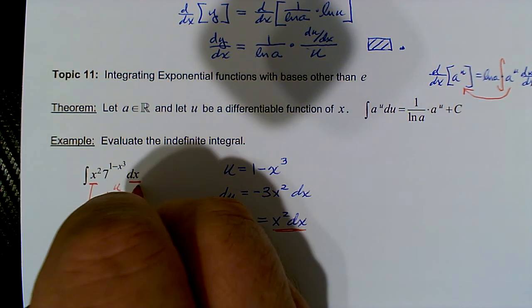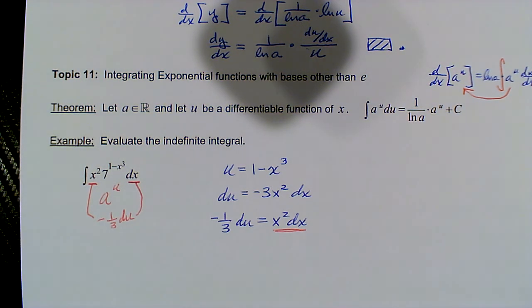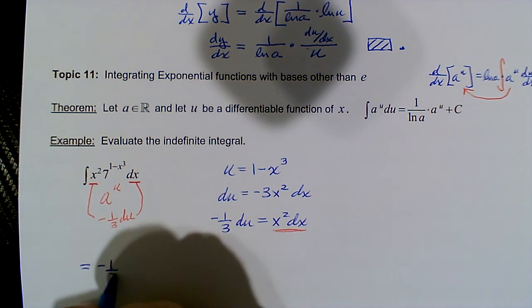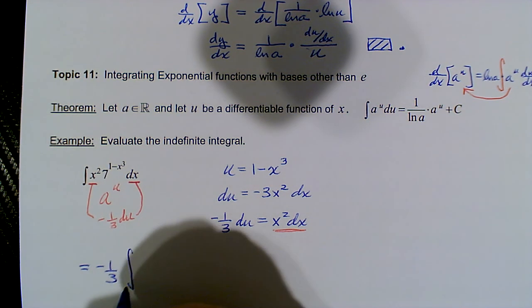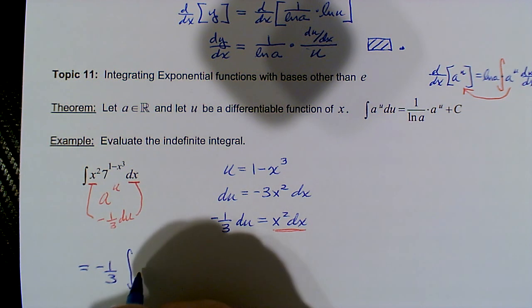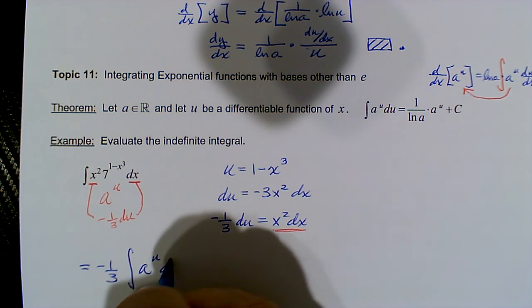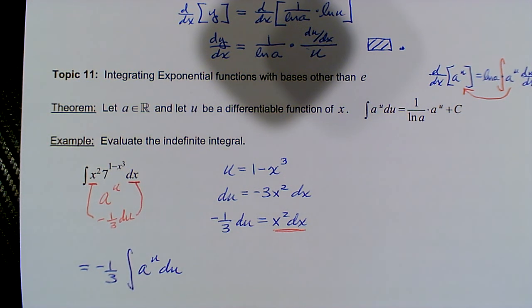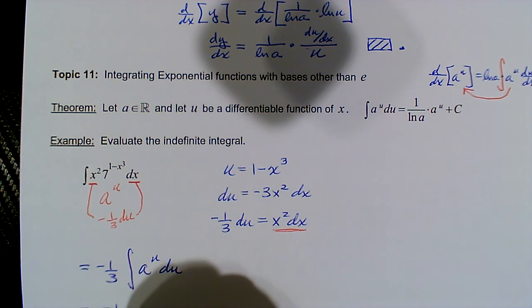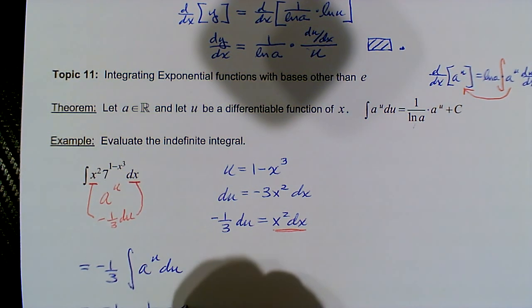So replace those factors by negative 1/3 du, and we fit the basic formula most efficiently. Bring out the negative 1/3, and upon the change of variables we have the basic formula for the integral of a to the u with respect to u. And so we'll integrate, and we get 1 over the natural log of a times a to the u plus a constant, and then we'll put back our a.